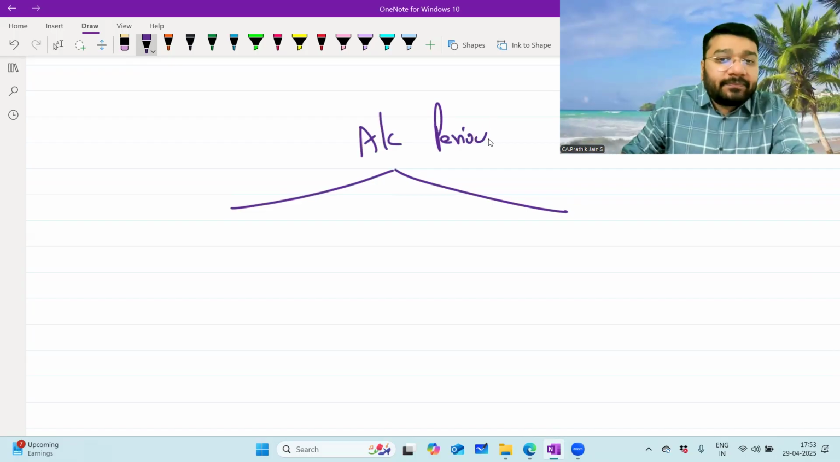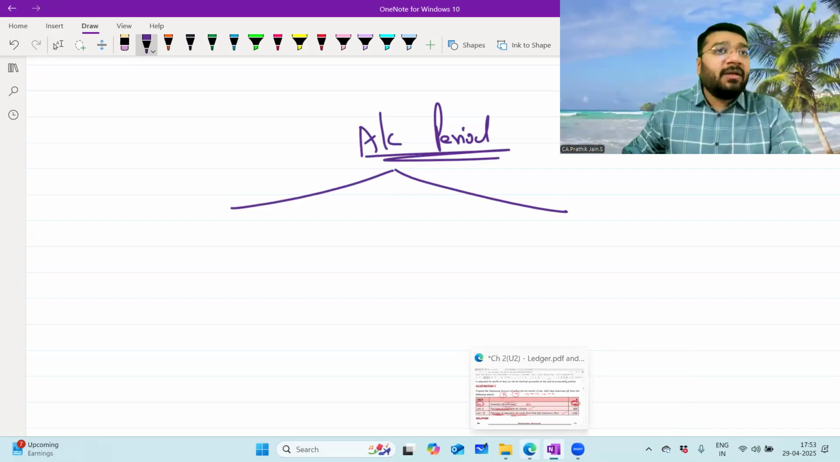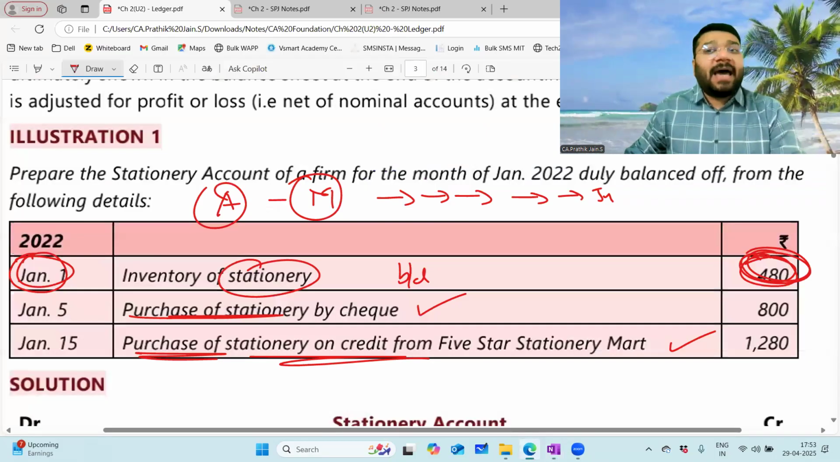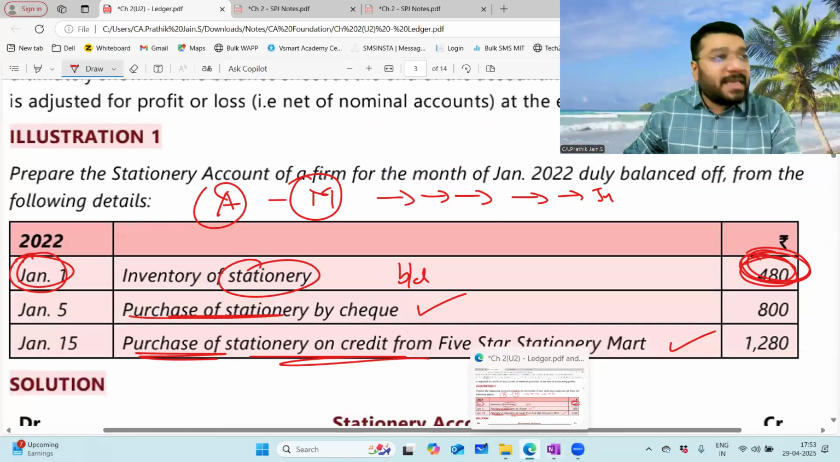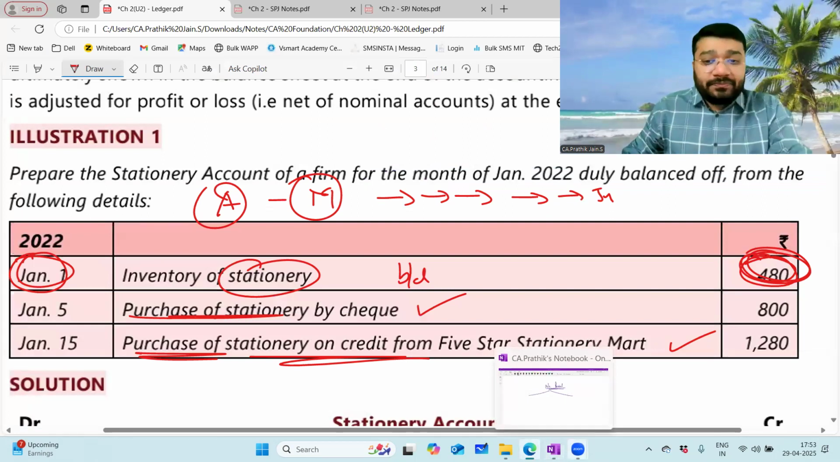Accounting period. See, this is not going to affect as such, because while preparing the ledger, I can just directly record it. Whether you consider this an expense or an asset doesn't matter. Just record it, the game is over. But you have to understand why this is happening.